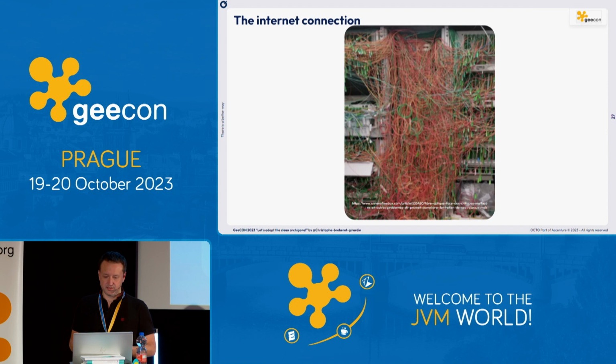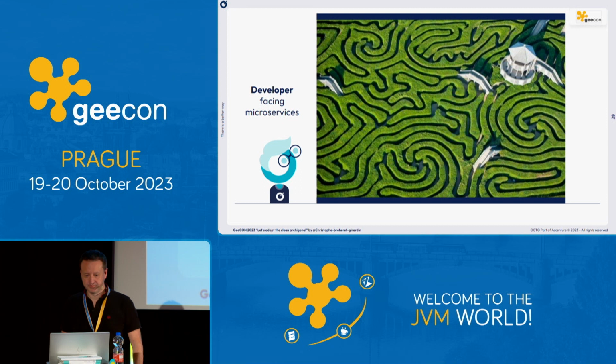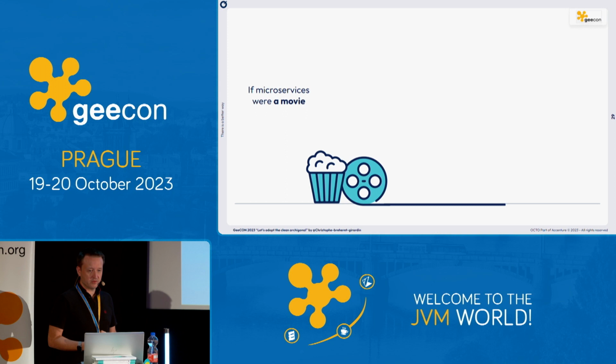This is a developer-facing microservices. Well, there is a bug, why? Where's the log? Everywhere. If bad microservices were a movie, it was a tiny little cute thing, you know? Cute, tiny, but if you feed them after midnight, it's Gremlins. Dangerous.